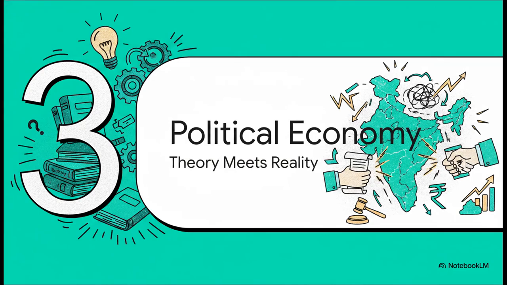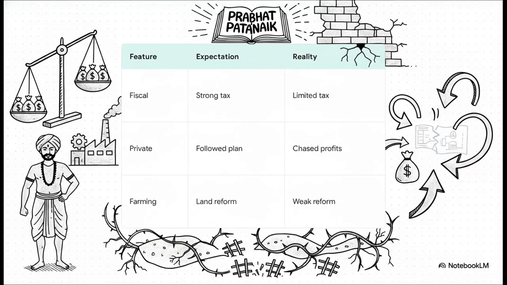Section 3. Political economy and friction. But of course, a model on paper eventually has to survive the real world. This brings us to the political economy friction. Scholars like Prabhat Patnaik and Terence J. Byres point out exactly where the model hit a wall. Planners expected a fiercely strong state that could tax the wealthy and force land reforms. The reality? The state was relatively weak against deeply entrenched rural elites, a point Byres heavily emphasizes. And large business houses? They naturally chased higher profits, instead of dutifully following the government's strict licensing priorities.